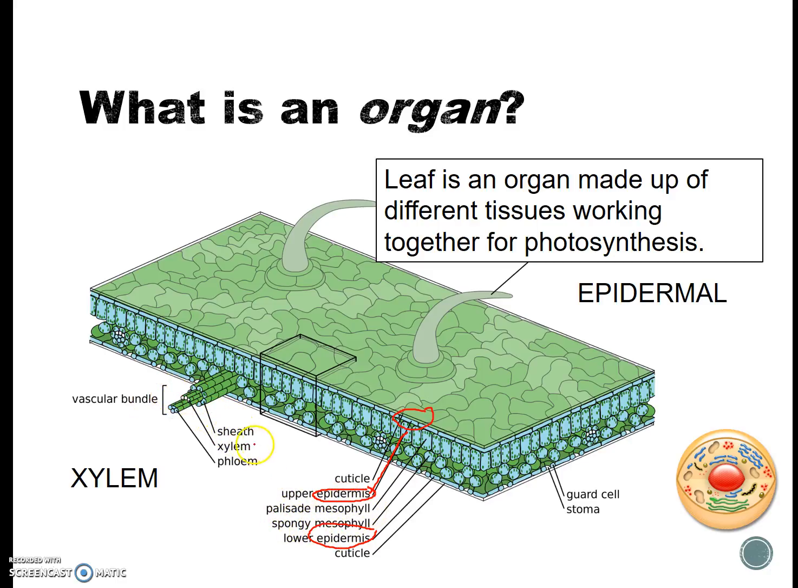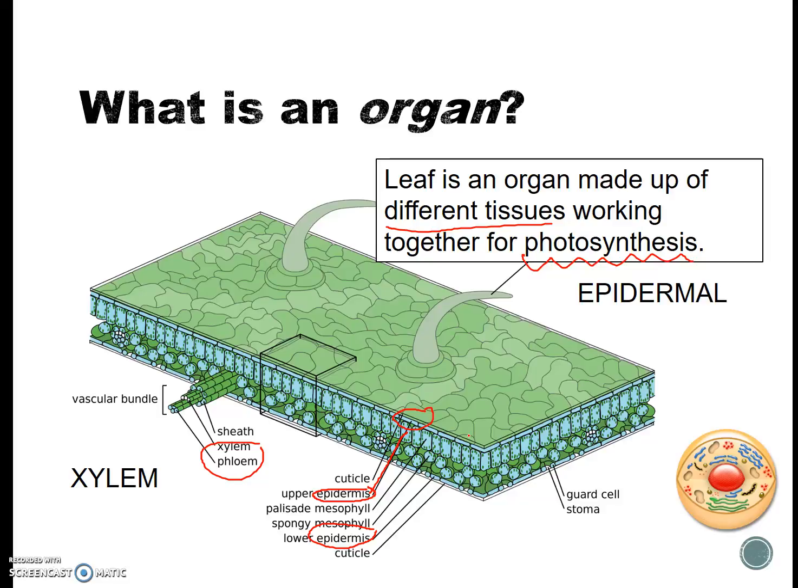But you also see the xylem and the phloem. So there's xylem tissue, there's epidermal tissue, the different tissues, and they all come together to help the leaf to do photosynthesis. The xylem brings water to the leaf, right? The epidermis allows light to enter. So all this allows the leaf to function and perform photosynthesis.